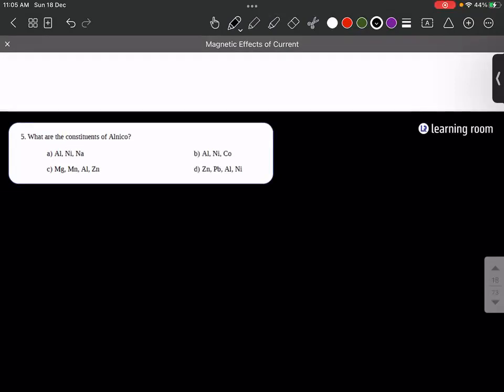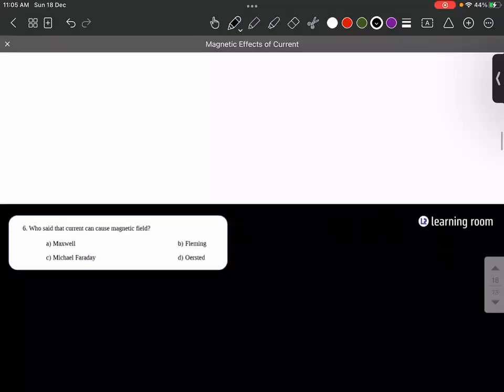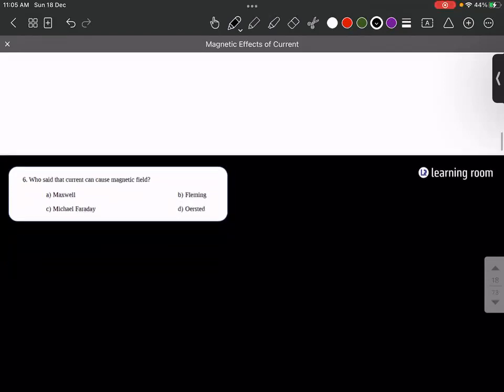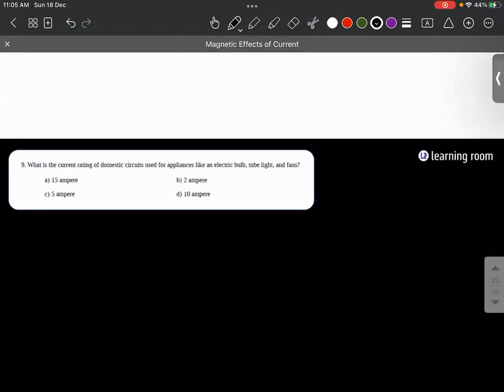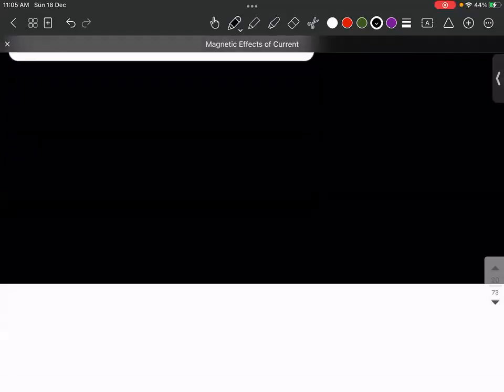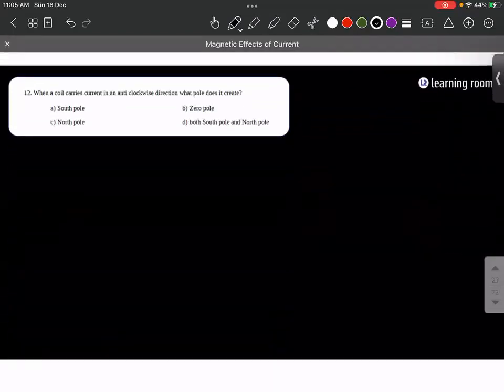What are the constituents of alnico? Aluminum, nickel, cobalt. Who said that current can cause magnetic field? Orsted. Correct. So what is the current rating of domestic circuits used for appliances like electric bulb, tube light, and fans? 5 amp. 5 ampere. I told you 5 or 15. Okay, 15 is for heavy load, 5 is for less load.